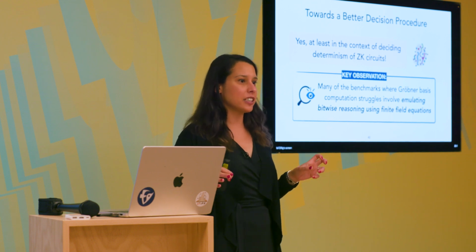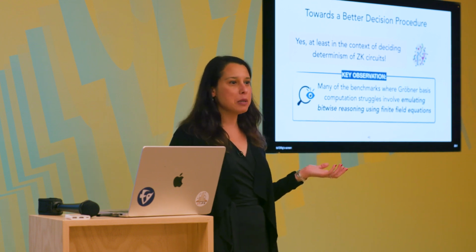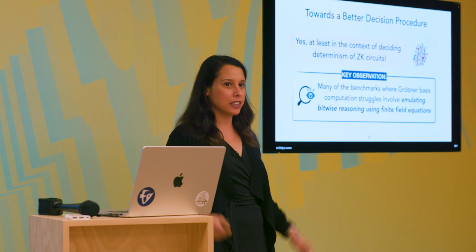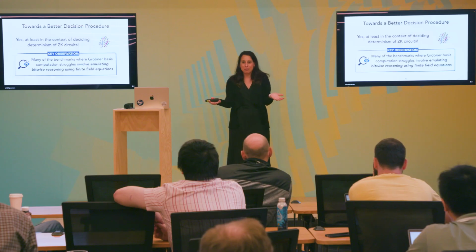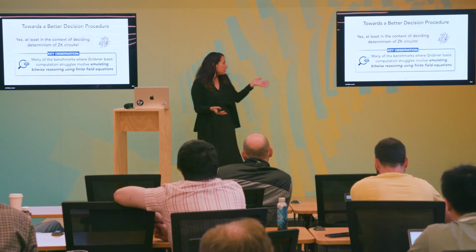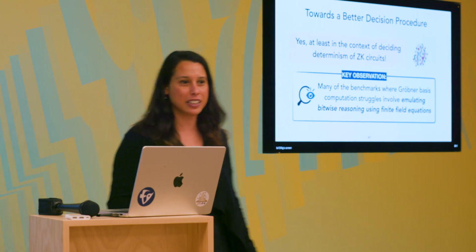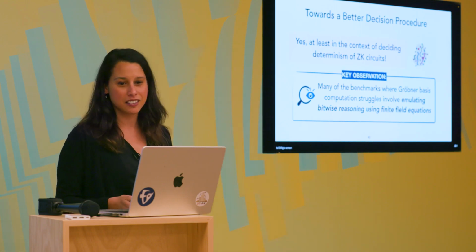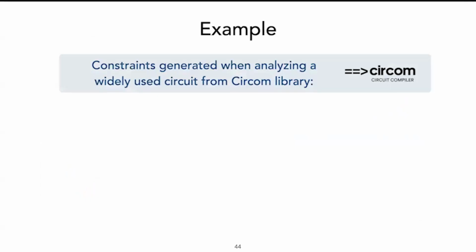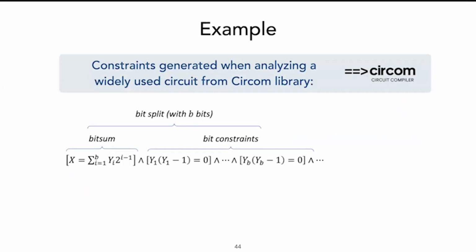Now, I know what you guys are asking. Why the heck would you want to emulate bitwise reasoning using finite field equations? Well, we're stuck with them. If you're writing ZK circuits, everything has to be expressed in terms of finite fields, so we don't have a choice. If you want to do bitwise reasoning, you somehow need to find a way of emulating it using finite fields. To give you intuition about what I mean, here is the constraint that we generate. It's very similar to the circuit that we looked at earlier, so you might have deja vu to that second example I was showing you.